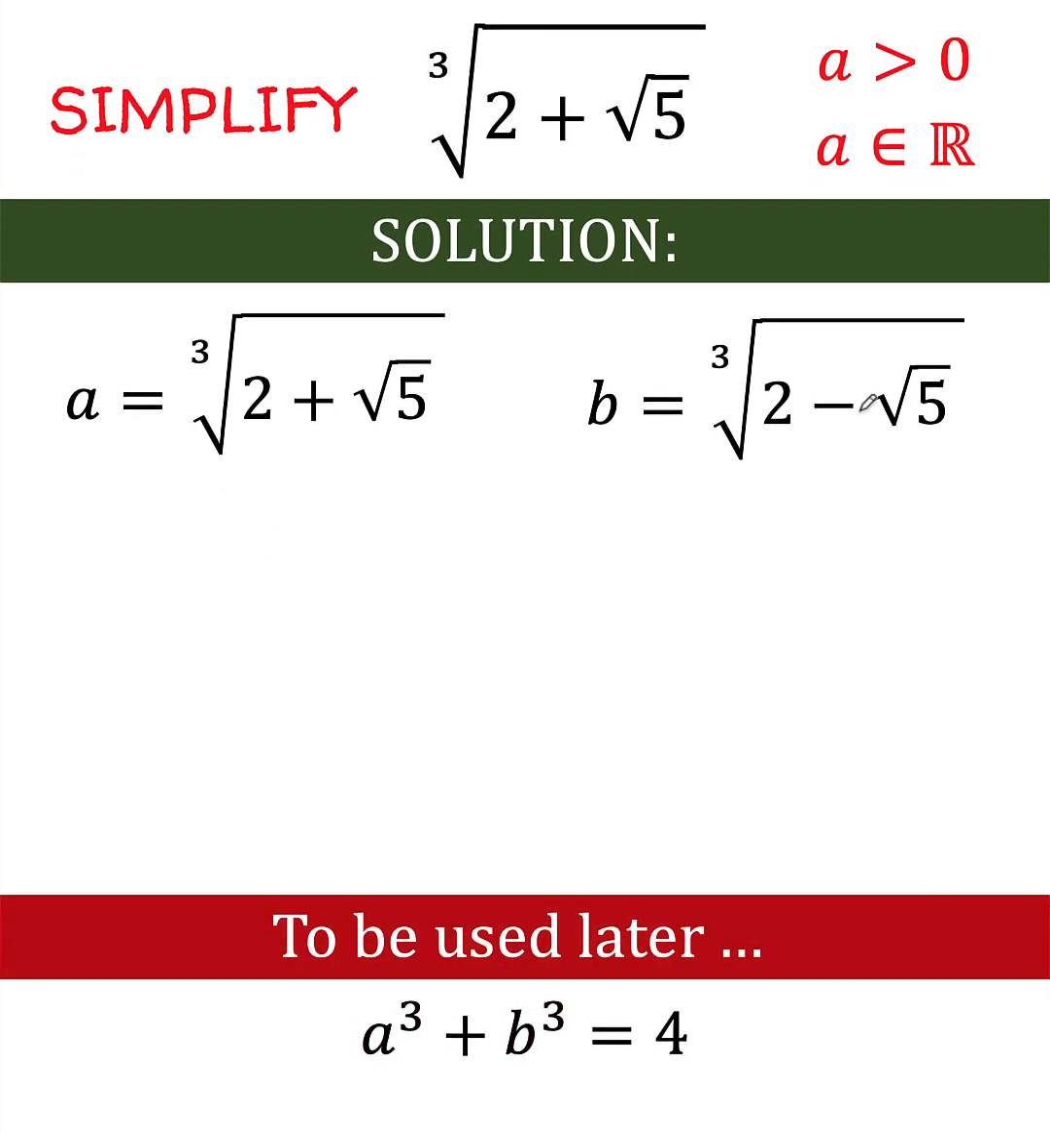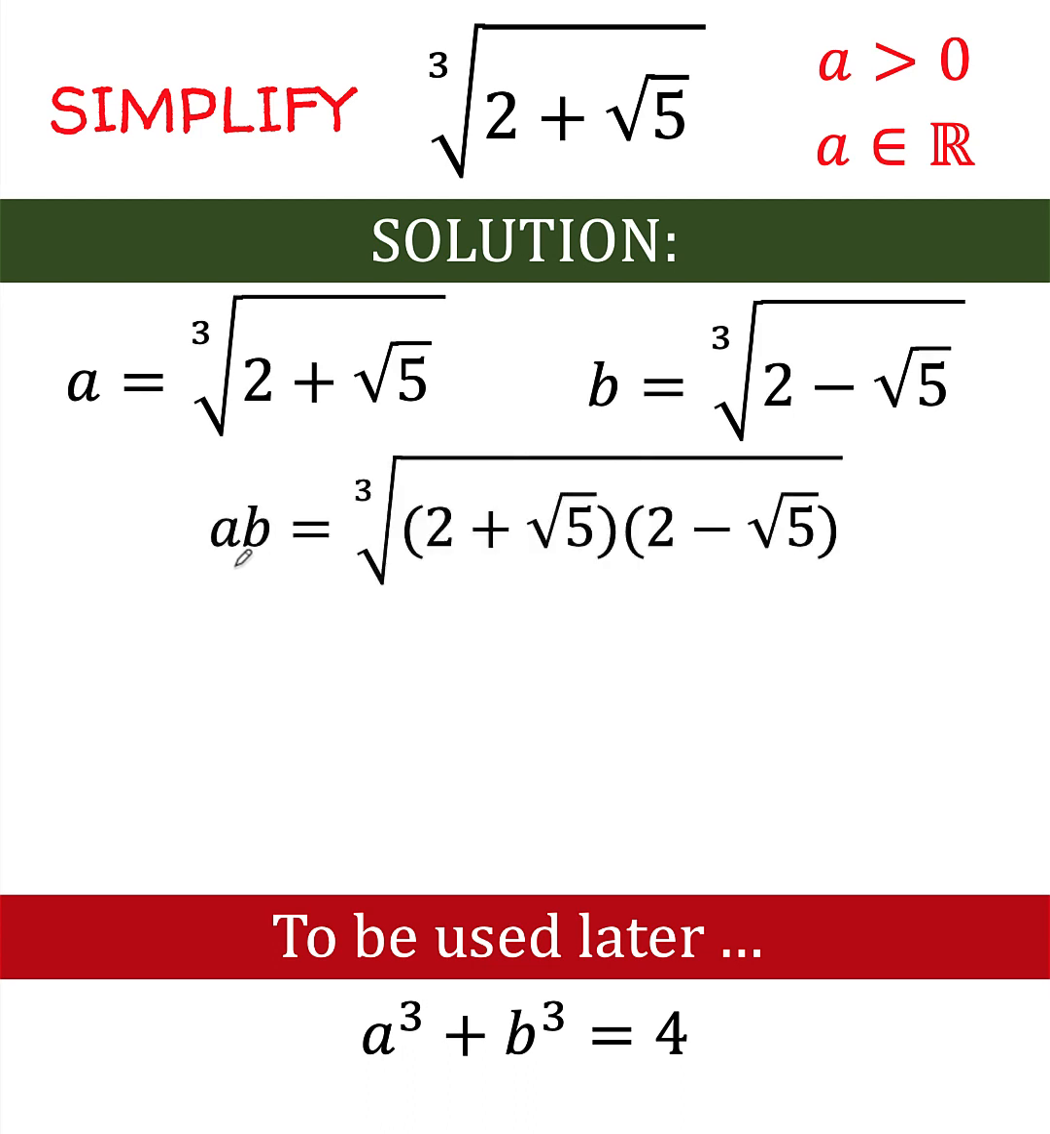Now let's go back to these two variables a and b. Let's get the product of ab, that is the cube root of the quantity 2 plus square root of 5 times the cube root of the quantity 2 minus square root of 5. Since both of them are under the cube root symbol, then we can just write them under one cube root. So this radicand is now this part, and this other radicand is now this part here.